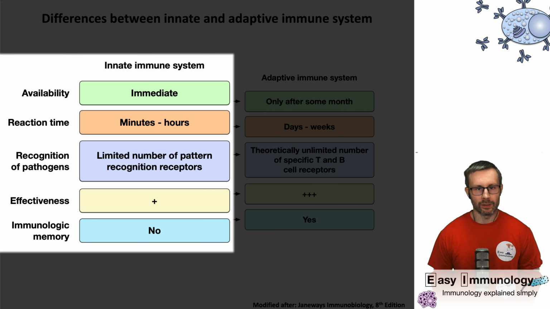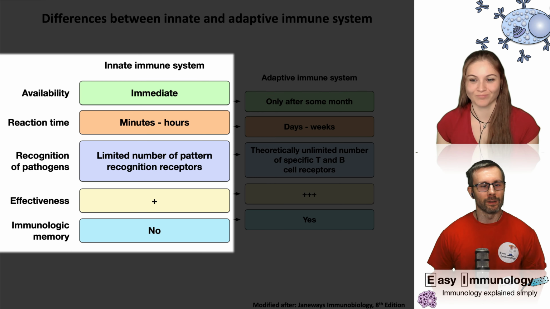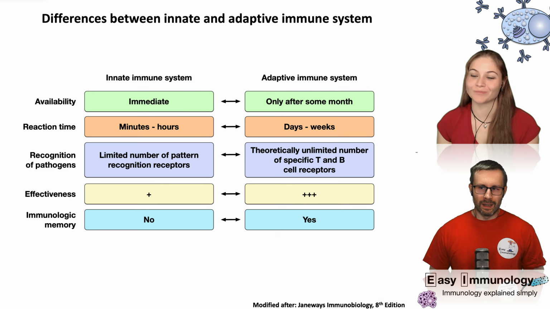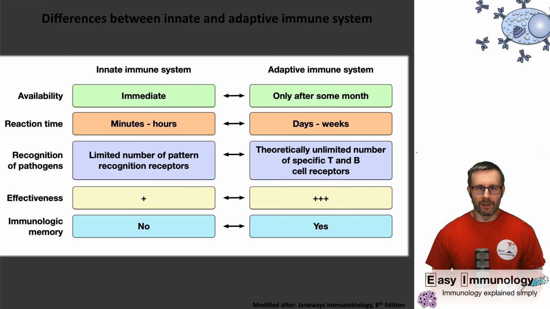We will spend a whole lecture where we push this around and explain to you that they can form memory, but I think at the moment on your level, you can just save it as there is no memory formed. The adaptive immune system is only available after some months, because it takes a little bit for the immune system to start and to make your first T and B cell responses.